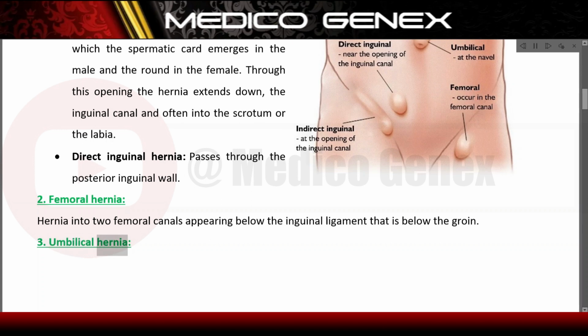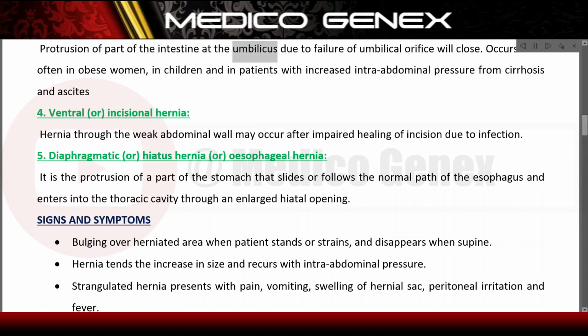3. Umbilical hernia. Protrusion of part of the intestine at the umbilicus due to failure of the umbilical orifice to close. Occurs most often in obese women, in children and in patients with increased intra-abdominal pressure from cirrhosis and ascites. 4. Ventral, or incisional hernia. Hernia through the weak abdominal wall may occur after impaired healing of an incision due to infection. 5. Diaphragmatic, or hiatus hernia, or esophageal hernia. It is the protrusion of a part of the stomach that slides or follows the normal path of the esophagus and enters into the thoracic cavity through an enlarged hiatal opening.